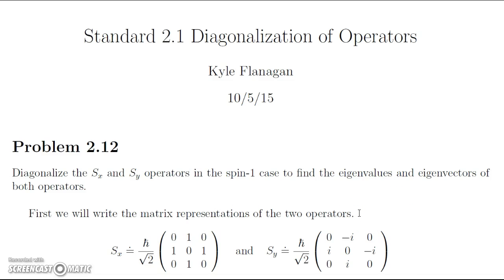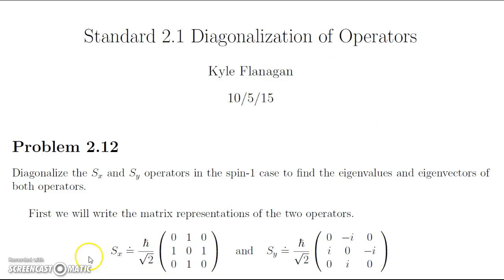So now that we have these two new operators, because we're working with a new system, the spin 1 system rather than the spin 1/2, we want to know what are the possible measurements of these. And here we're going to be finding these for the x and y directions.